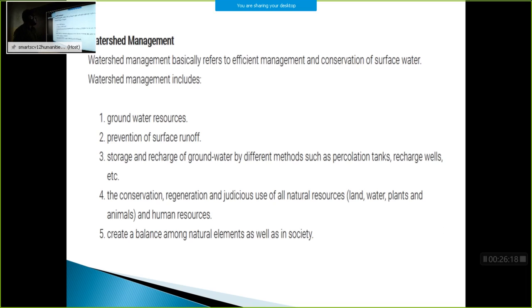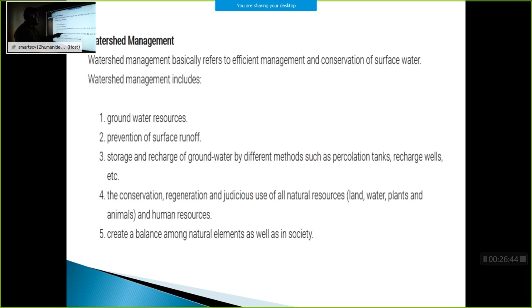Now let's talk about watershed management. So what is watershed management? Watershed management basically refers to efficient management and conservation of surface water. It includes groundwater resources, prevention of surface runoff, and storage and recharge of groundwater by different methods such as percolation tanks, recharge wells, etc.